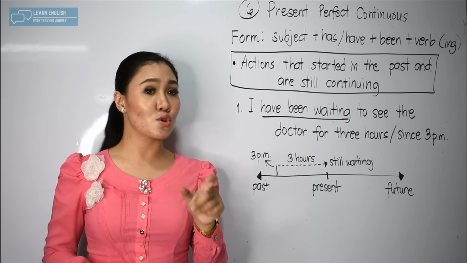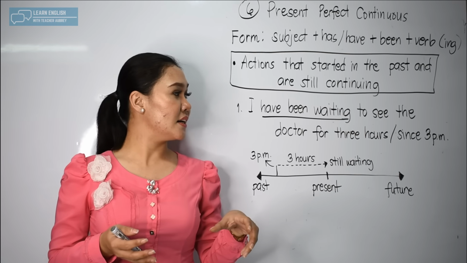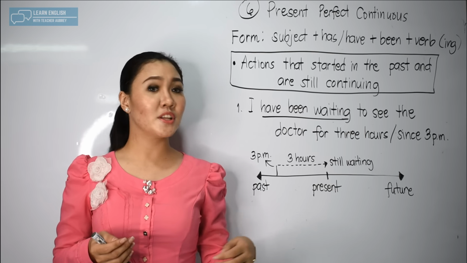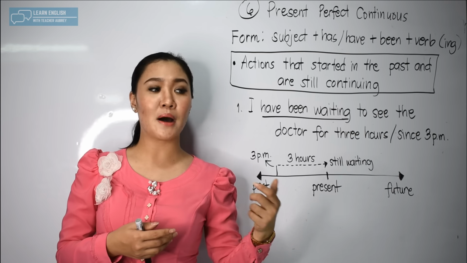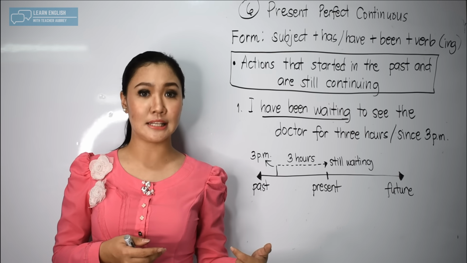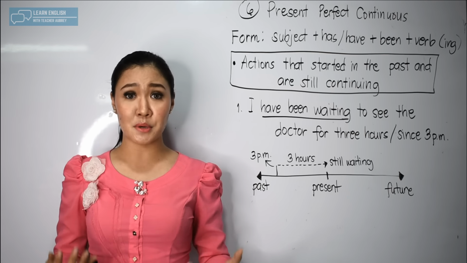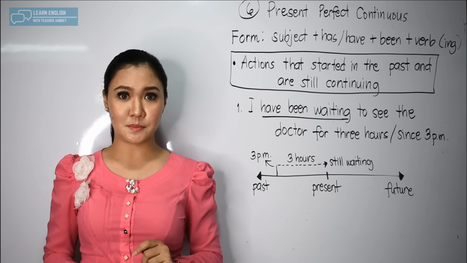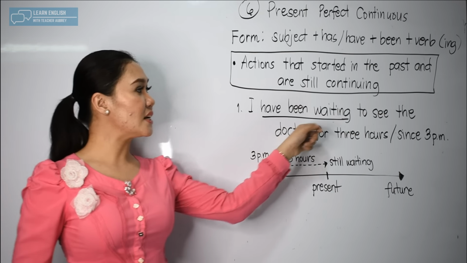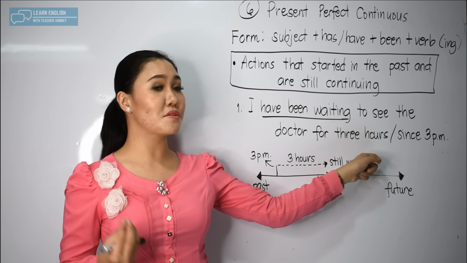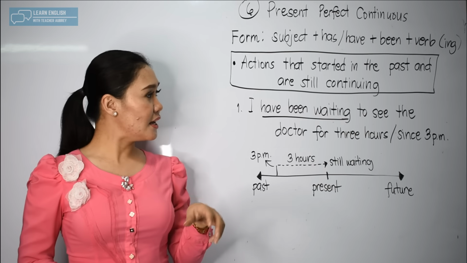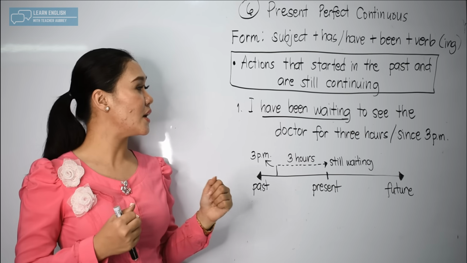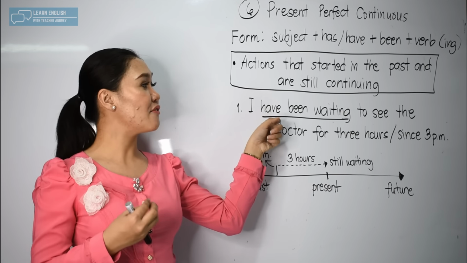Ginagamit ang preposition for followed by the span of time. Kung gaano katagal ginawa yung kilos, pwedeng ganon. On the other hand, pwede rin namang gamitin yung since followed by the starting time or starting point kung kailan ginawa yung kilos. Alin man sa dalawang yan ang gagamitin ninyo sa pangungusap kapag gagamitin ng present perfect continuous, parehong tama. Ulitin natin, I have been waiting to see the doctor for 3 hours or since 3 p.m. Ang kilos dito na nagsimula sa nakaraan at nagpapatuloy hanggang sa kasalukuyan ay itong have been waiting.